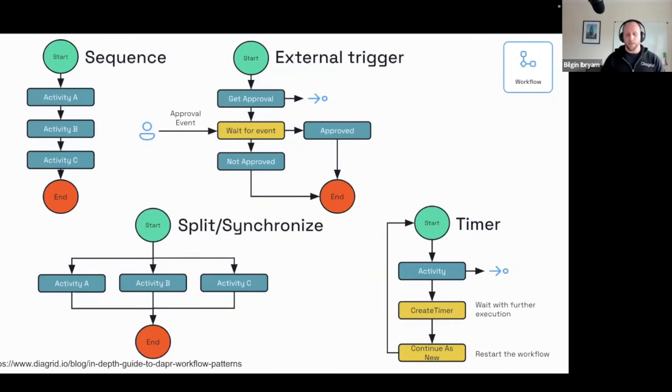And the last one is timer, which basically gives you the ability to wait until a specific time or trigger an event at a specific time. So these are examples of workflow patterns that you can easily implement using the Dapr workflow API.